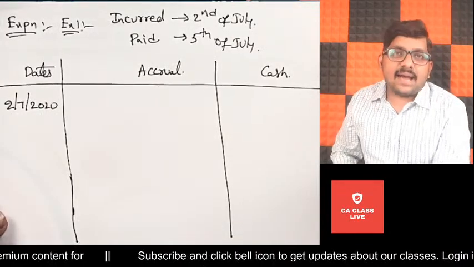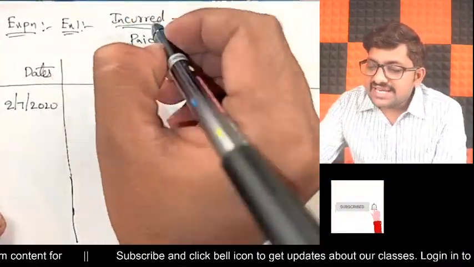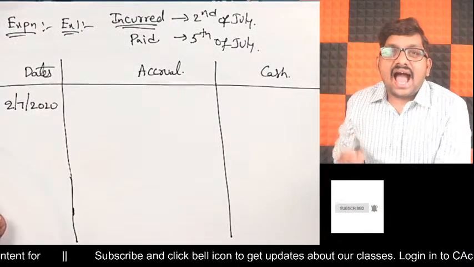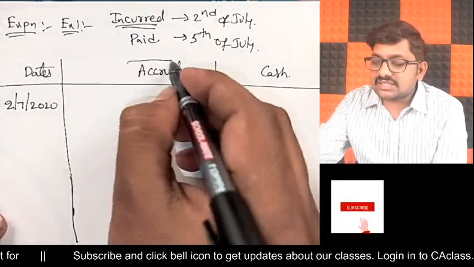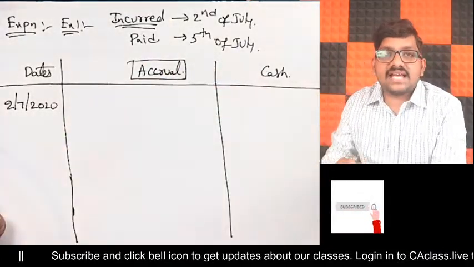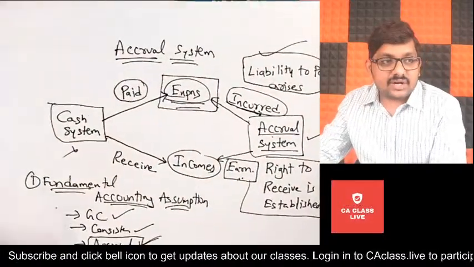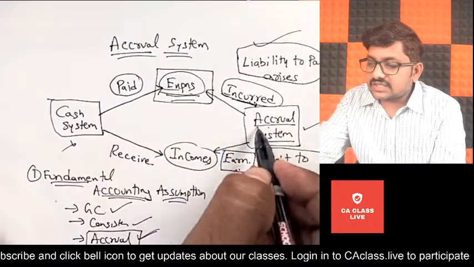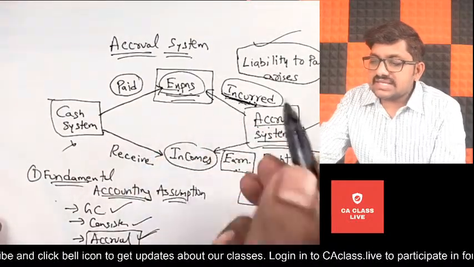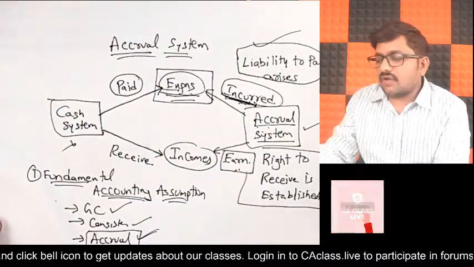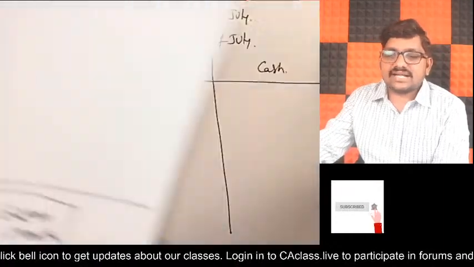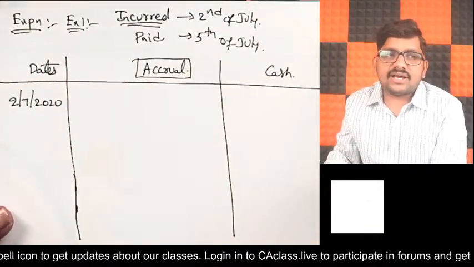On this date, what is happening, my dear friends? You have incurred the expenditure. What is my accrual system telling me? Accrual system says recognize your expense as soon as it is incurred. That's what I told you. If you incur, you have to recognize your expense. Understand? Now on 2nd, I have incurred my expenditure.